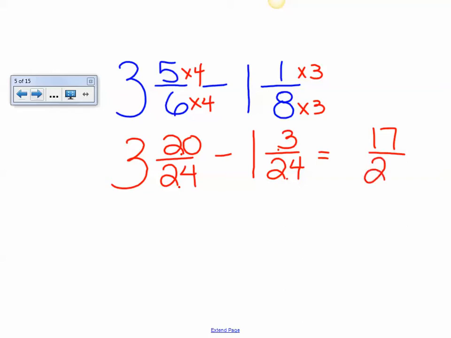I can't all of a sudden have 48 of something or 0 of something. I started with 24 pieces total. I'm going to stay with 24 pieces total. Now this time I have to subtract my whole numbers as well. So I need to do 3 minus 1 is 2. When I look at 17 and 24, there's nothing I can divide 17 and 24 by, so I do not have to simplify.